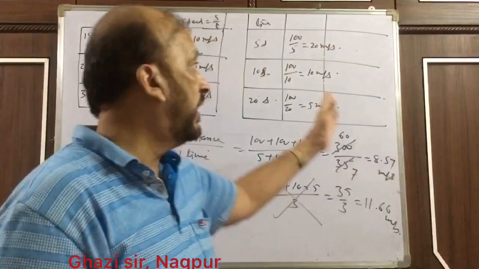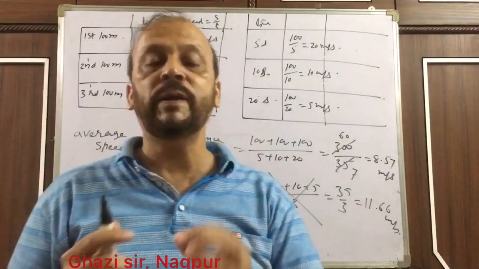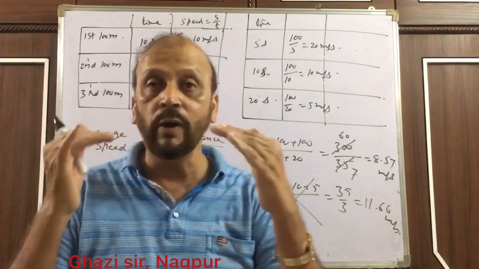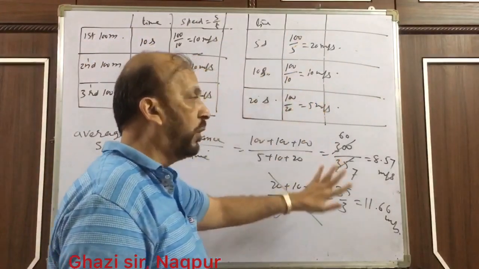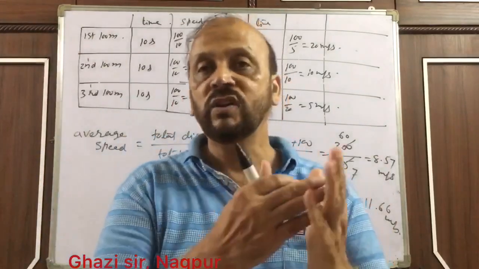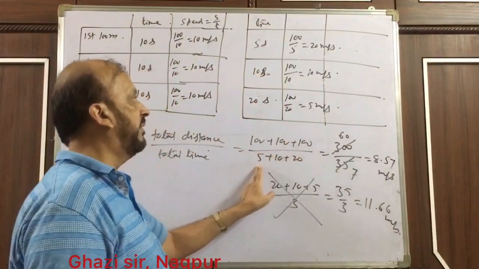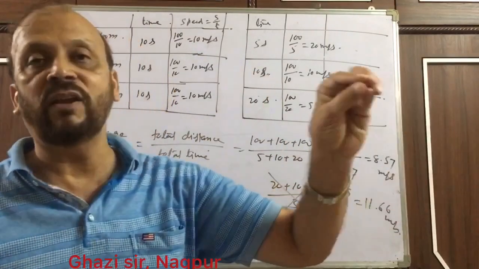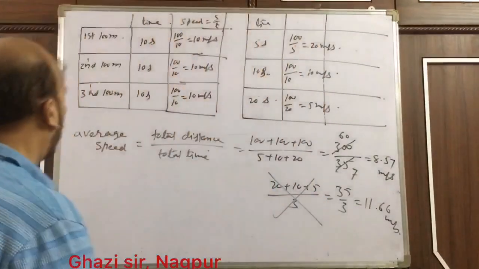But in the second case, since speed changes, therefore average speed or mean speed is equal to total distance upon total time. Don't take the average of these three. 20 plus 10 plus 5 upon 3 would be wrong. Total distance upon total time. So total distance here will be 100 plus 100 plus 100, total time 5 plus 10 plus 20, that is equal to 8.57, which will give you the average speed. Now suppose if distances are equal with different time.